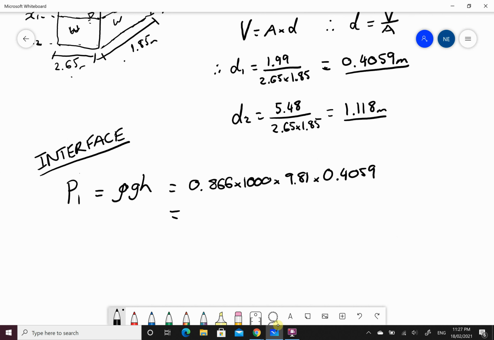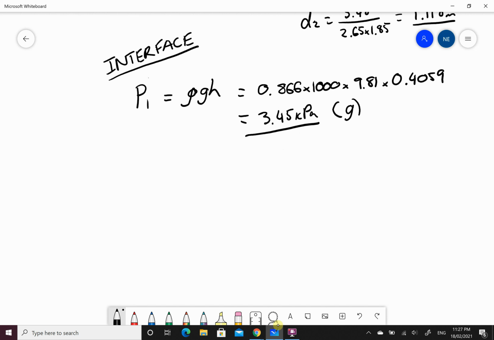And that pressure there works out to be 3.45 kPa. Alright, that is our first chunk of pressure. Just remember, this here is in gauge pressure.